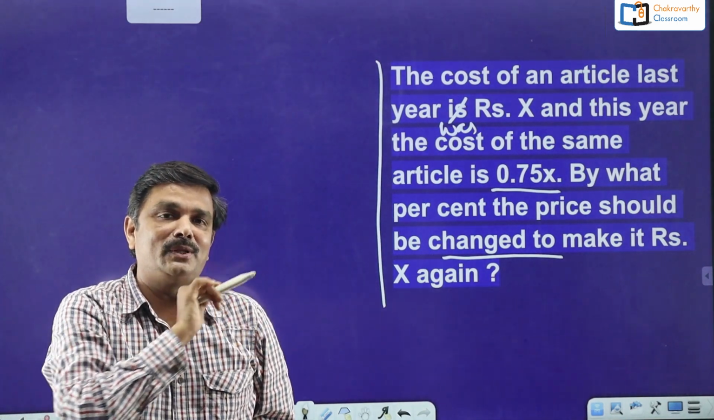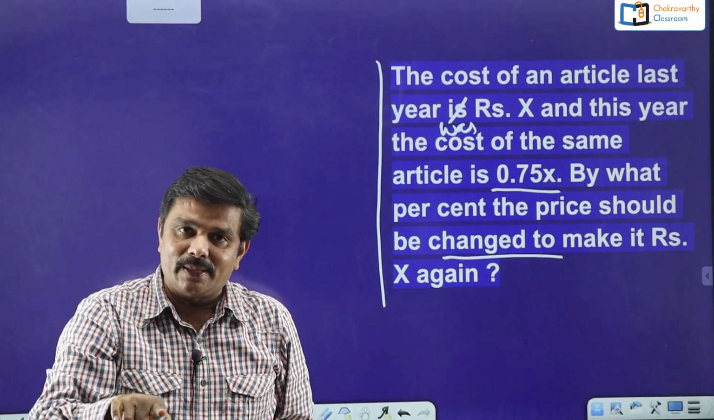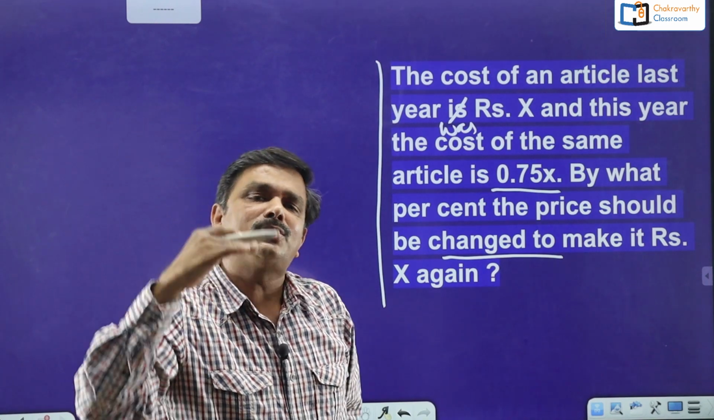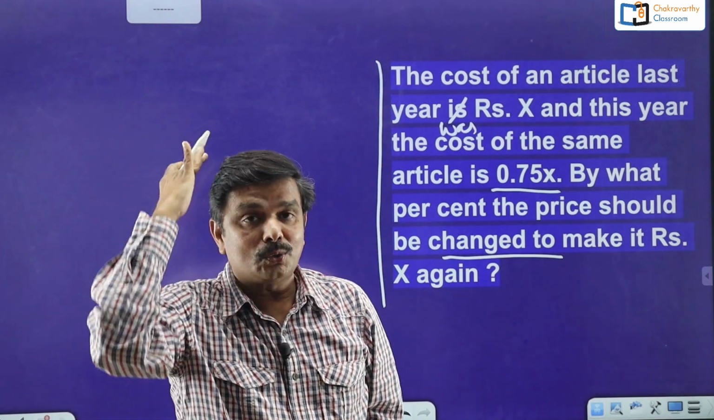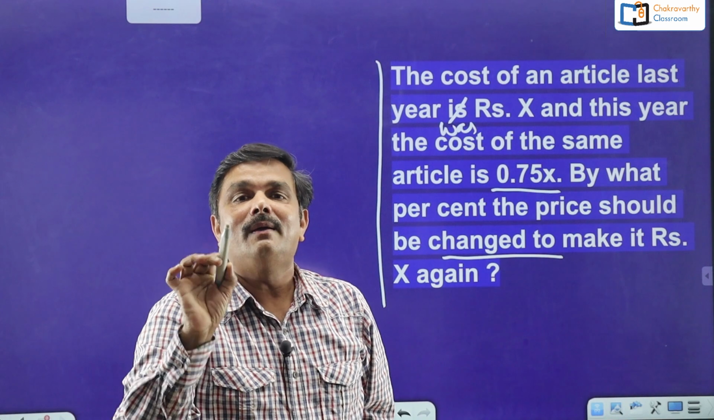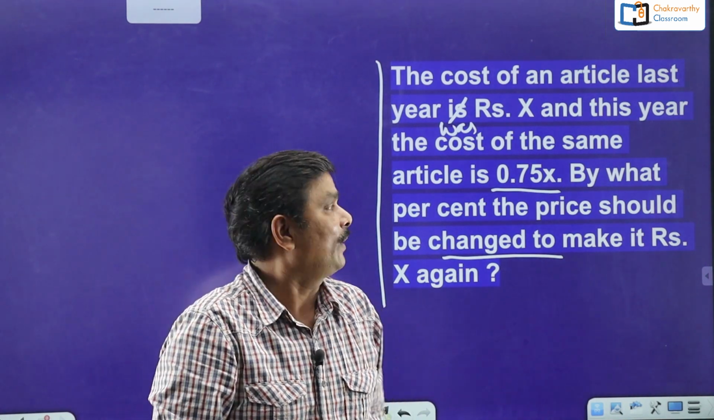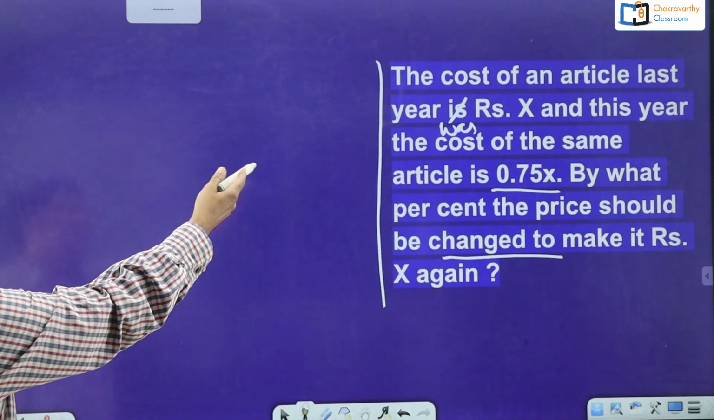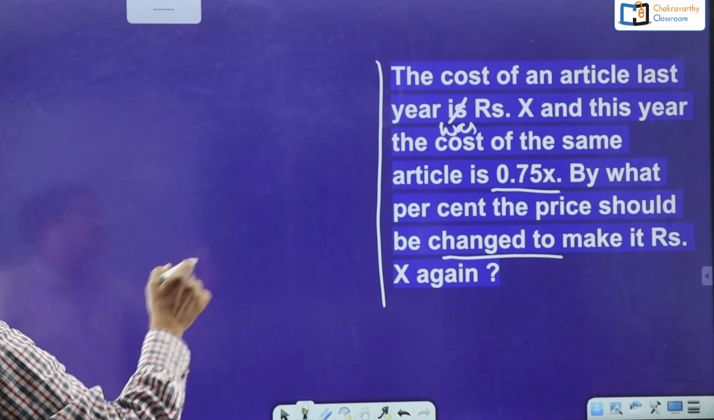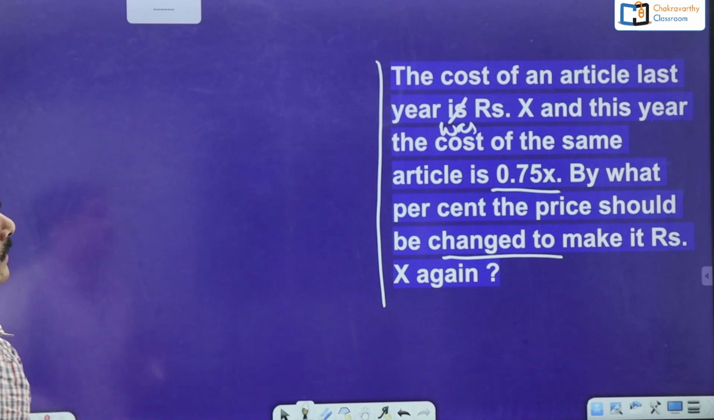First, let me explain this question simply. Then after that, I'll give you the shortcut, a still simpler way, the shortcut which we have discussed in our regular basic foundation classes. How to go for this one? The cost of an article last year was X. This year the cost is 0.75x.